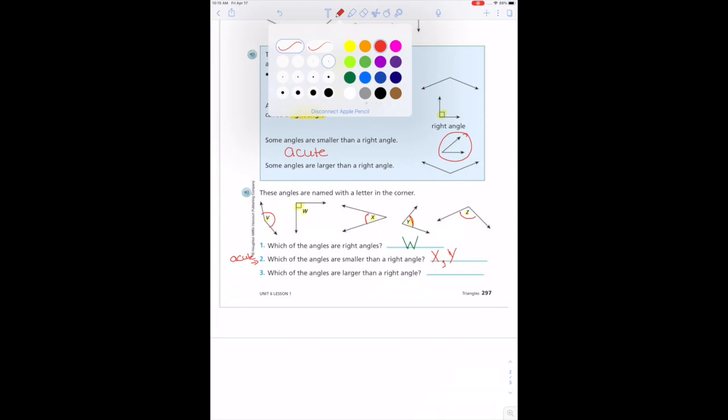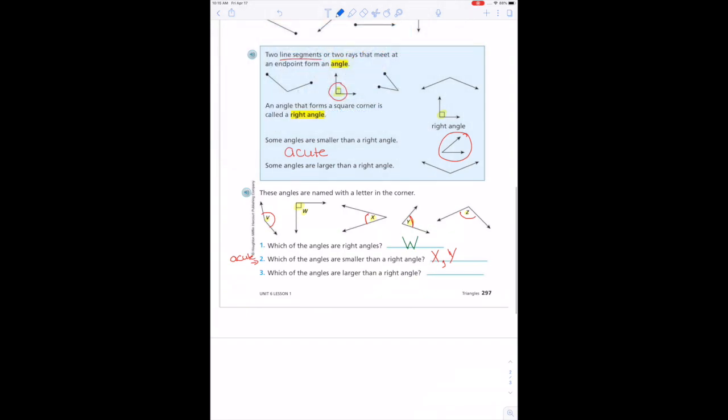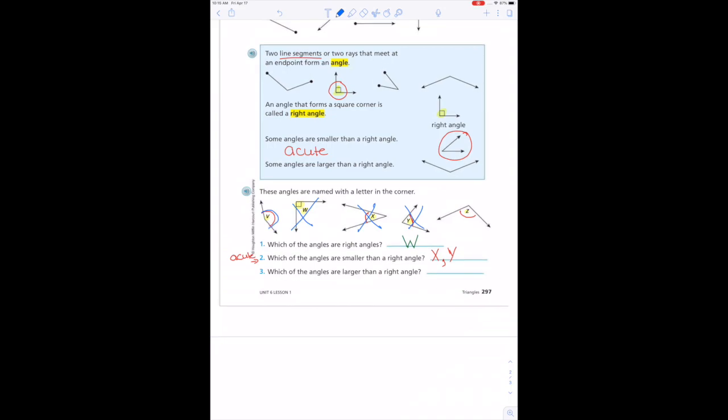So let's change our color. Let's go to blue. Now we're going to look at number 3, which angles are larger than a right angle. We've already used W, so we know it's not W. We know X is acute, Y is acute. We talked about V being really big. So V is what we're going to call an obtuse angle. It is rather large. I have to make sure my V is a V and it doesn't look like a Y. And then we talked about Z being really big as well. Z is also larger than a right angle, so Z is also what we call an obtuse angle.